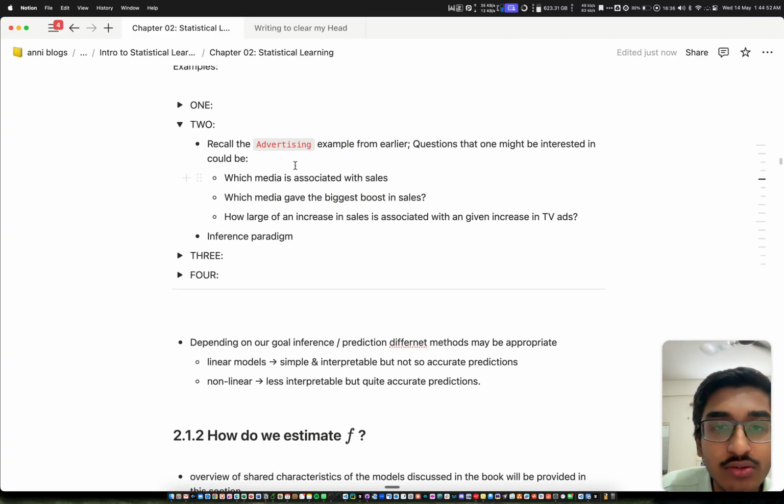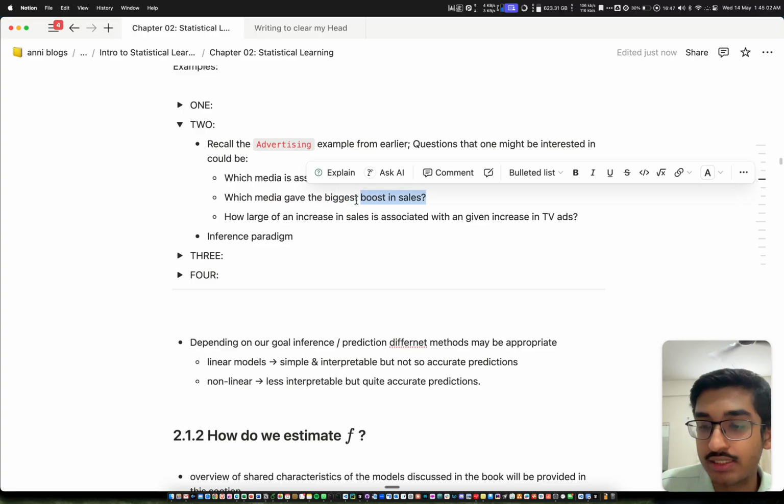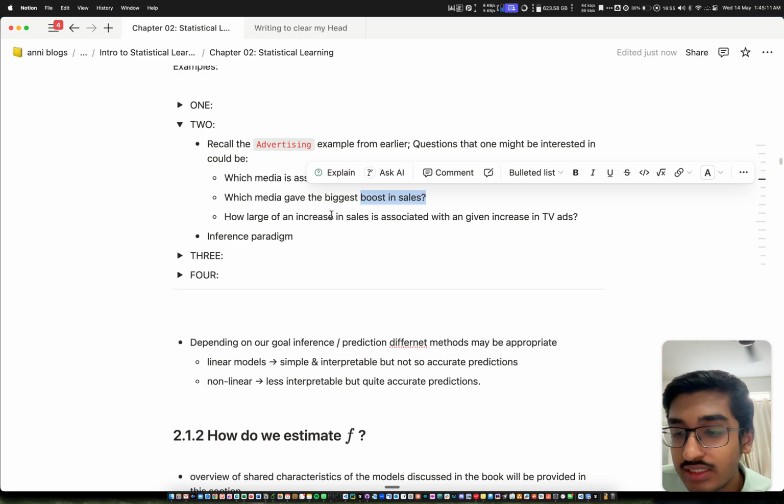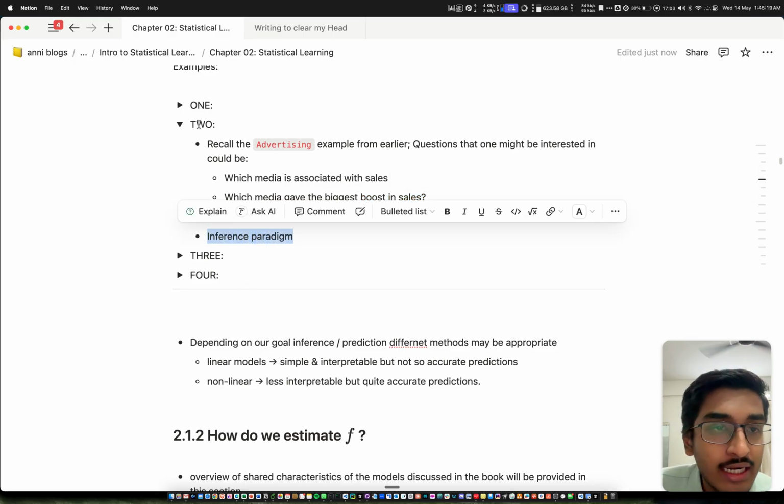A second example could be advertising from earlier, right? So the questions that the advertising company would be interested in are which media is associated with the highest sales, which media gave the biggest boost in sales, and how large of an increase is associated with TV ads, because TV ads are generally much more expensive compared to radio or newspaper. This is information that the company needs to inform its business processes, and it uses the inference paradigm, right?